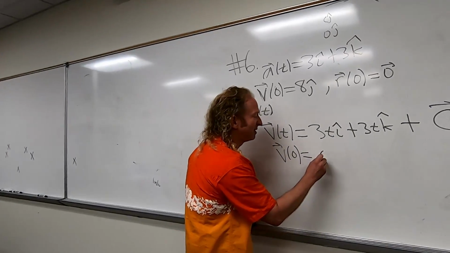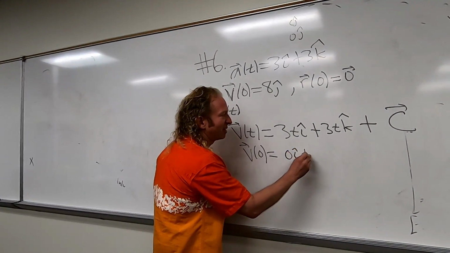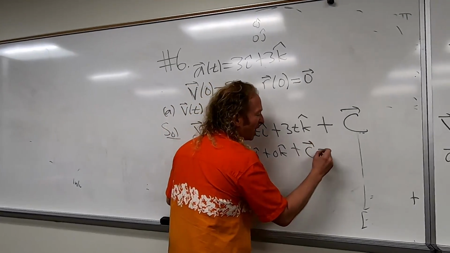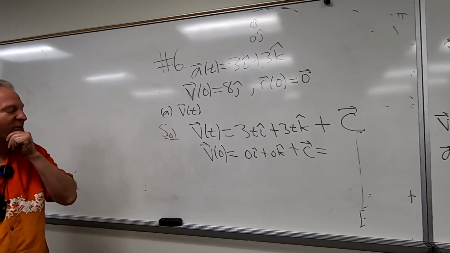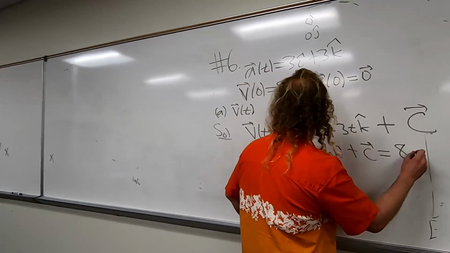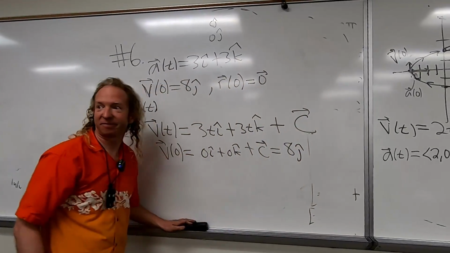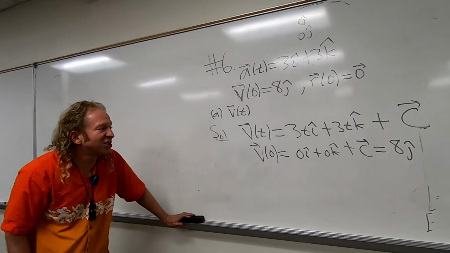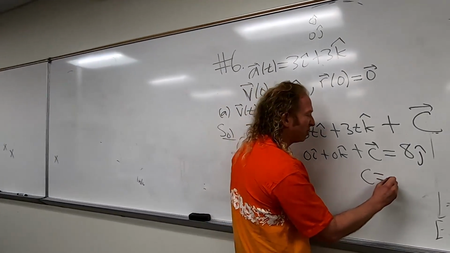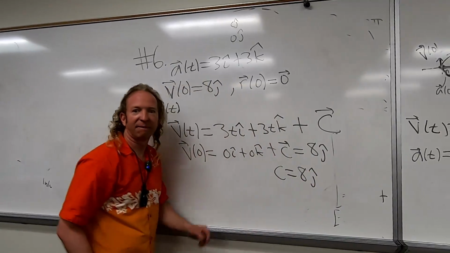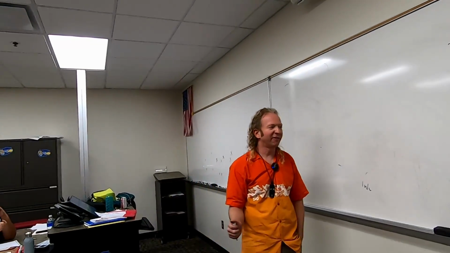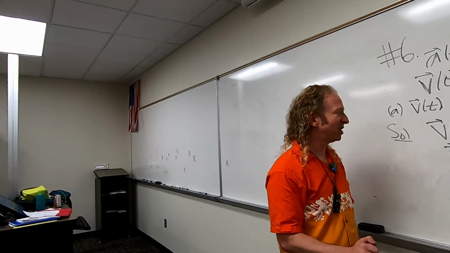So this is going to be 0 i hat plus 0 k hat, plus C, and that's equal to, what should that be equal to? 8 j hat. All right, 8 j hat. So C is just that. You don't even need to write the zeros. You can just put C equals 8 j hat, because the zeros are implicit, they're implied.